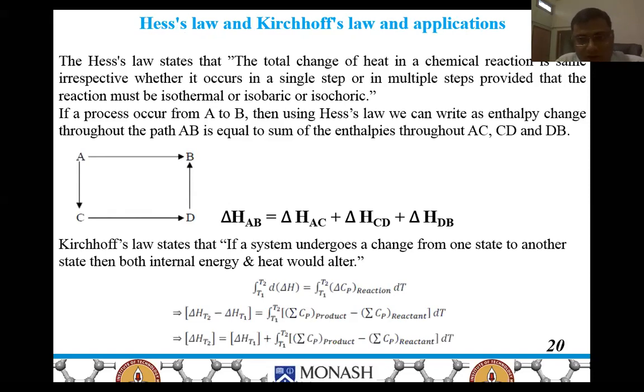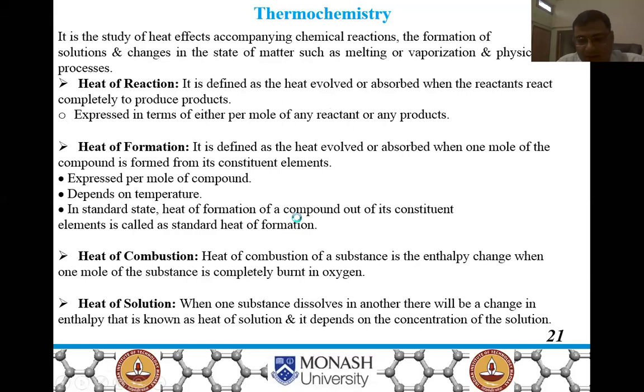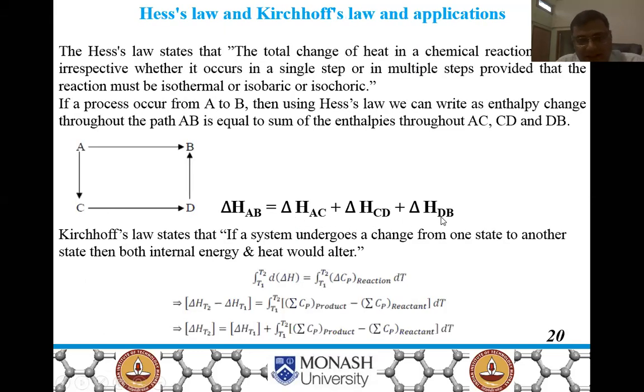Now Hess's law and Kirchhoff's law and their application. Hess's law states that the total change of heat in a chemical reaction is the same irrespective of whether it occurs in a single step or in multiple steps, provided that the reaction is isothermal, isobaric or isochoric. If a process occurs from A to B, then using Hess's law we can write the enthalpy change along the path AB as equal to the sum of the enthalpies along AC, CD and DB. So the reaction A to B can occur directly, or it can go through the path A to C, C to D and D to B. So delta H AB can be written as delta H AC plus delta H CD plus delta H DB.